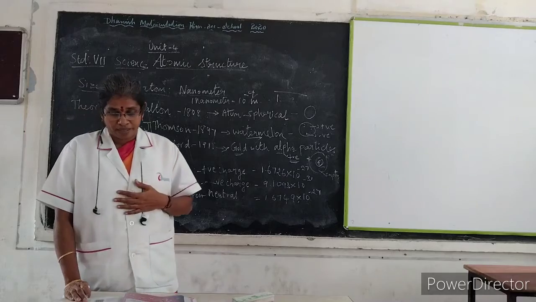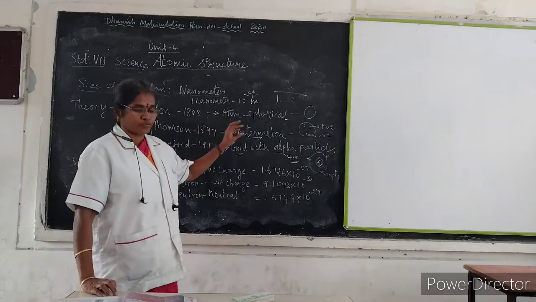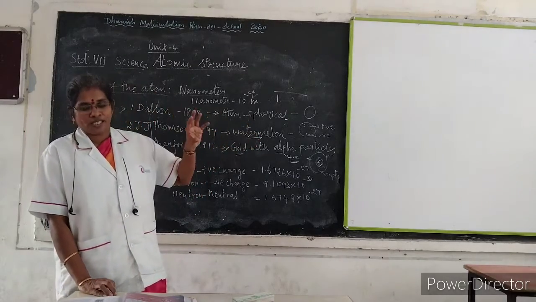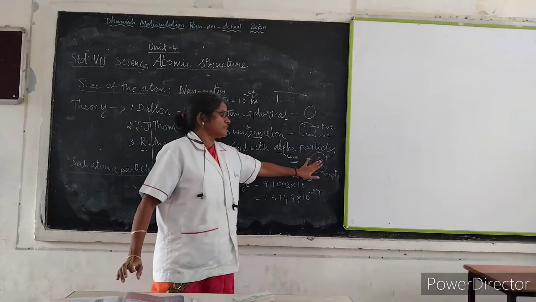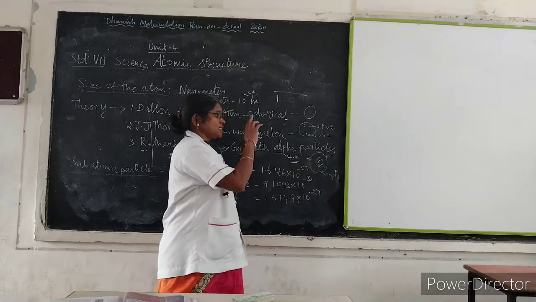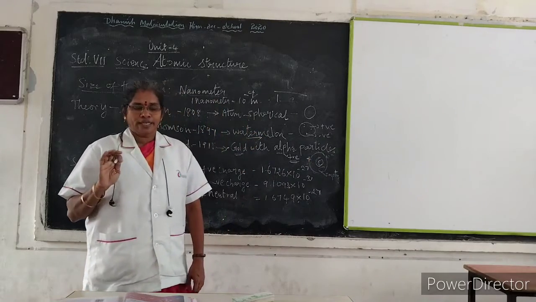So by this, they have concluded the Rutherford theory. The theory explains that the nucleus at the center of the atom has positive charge, and most of the mass of the atom is concentrated in the nucleus, and the electron is revolving around the nucleus.